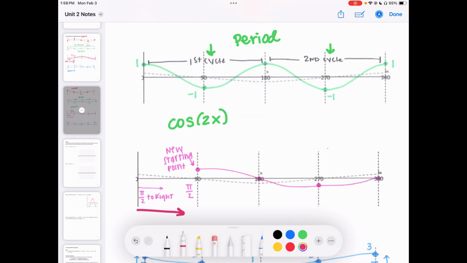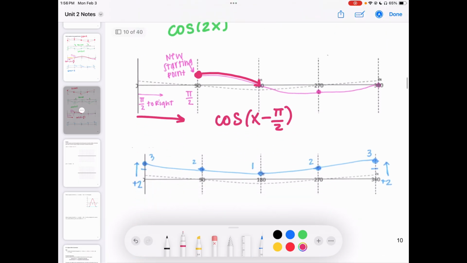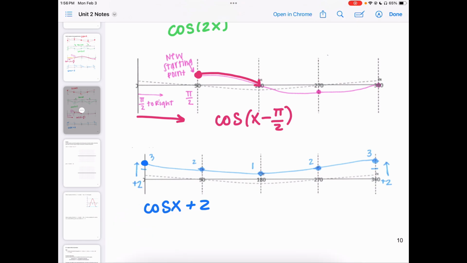I'm again moving to the right, so I know I'm subtracting something. Again, I notice I'm starting at my maximum and going downward, so I'm working with cosine, and I am moving pi over 2 to the right. And finally, I'm noticing that I'm increasing everything by 2. My maximum, though, is at 3. So I know I'm working with cosine, and I am adding 2 at the end. Okay. Those are each individual transformations graphs.